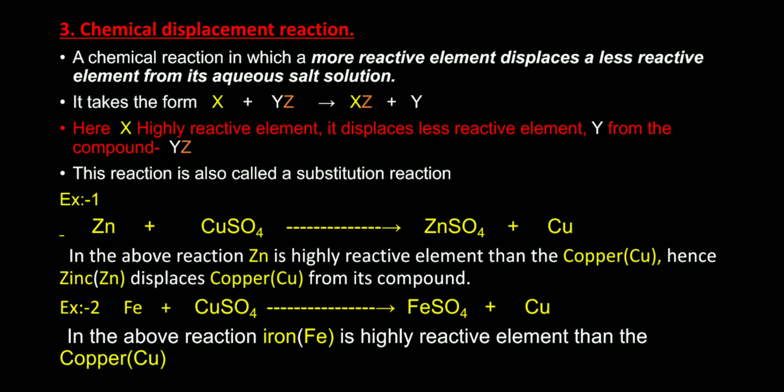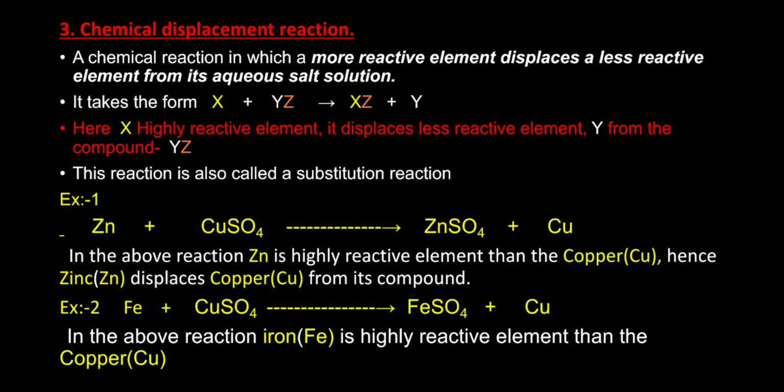Example number 1: zinc reacts with copper sulfate, CuSO4, and forms zinc sulfate, and copper comes out. Here zinc is a highly reactive element compared to the copper in the copper sulfate solution. Zinc displaces the copper from its compound and hence forms ZnSO4, zinc sulfate, and then copper comes out singly, individually.